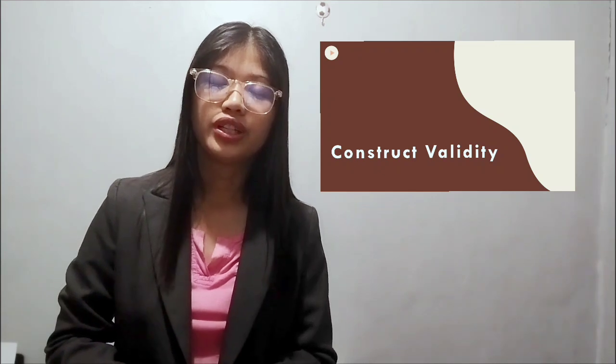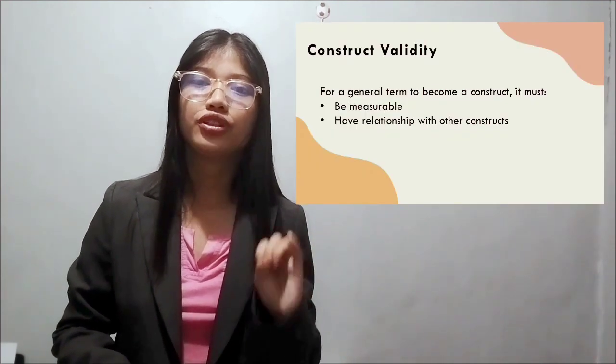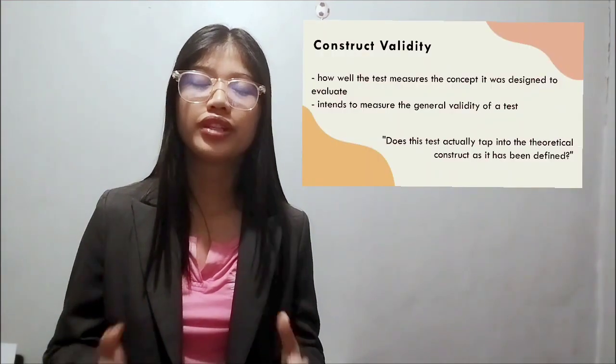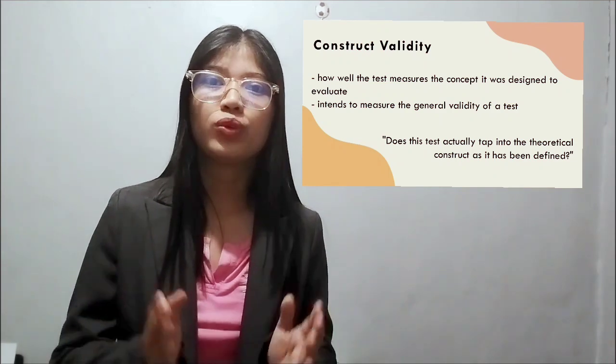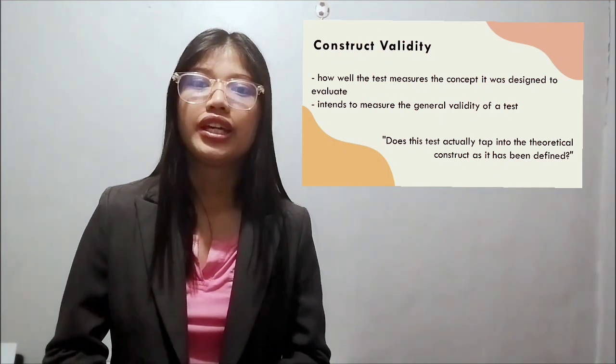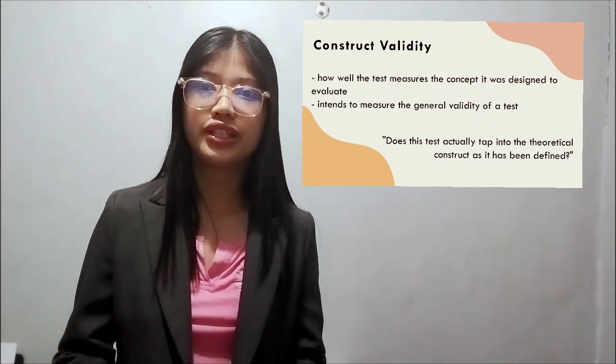The third type is construct validity. Now, the easiest way to define the word construct is to think about the abstract nouns that we use in our daily lives. For example, love, intelligence, fluency, anxiety, etc. Now, in order for a general term to become a construct, it must be measurable and have a relationship with other constructs. In construct validity, it tells us how well the test measures the concept it was designed to evaluate, and it intends to measure the general validity of a test.